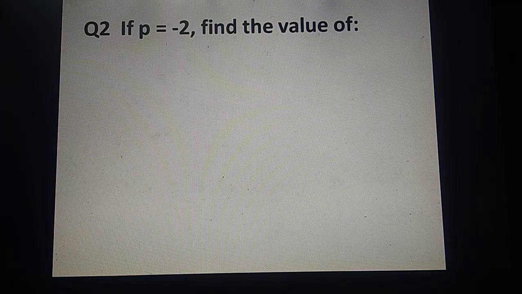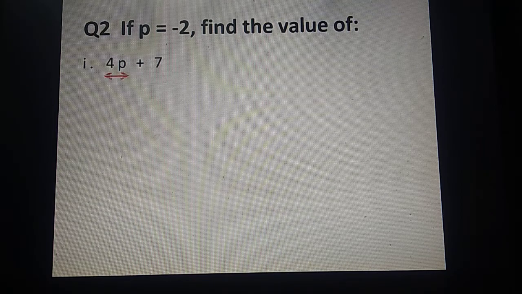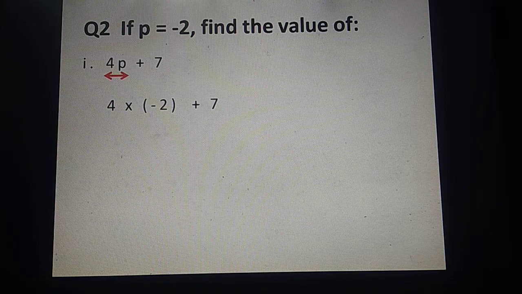Question number 2. Now in this case, the variable p we are using and in place of p we are supposed to use minus 2. Now because the value we are supposed to put is negative, try to use it in a bracket the very first time. It's 4p plus 7. So the first term is 4p. 4p means 4 into p. Now in place of p you will put minus 2. Now because it's minus 2, we will use a bracket. So finally you will write it as 4 into minus 2, followed by plus 7.